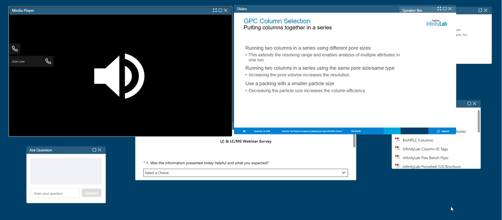Maybe we choose that we want to use a packing of smaller particle size. This might be because we're looking to increase our resolution but do not want to increase the number of columns we use for our analysis. If using a packing of smaller particle size, decreasing the particle size will increase the efficiency of the column.